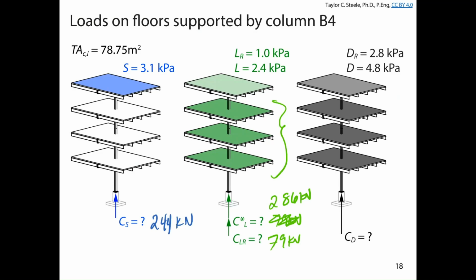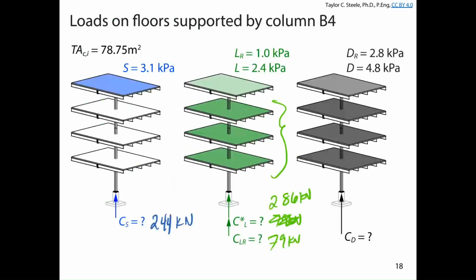So all we need to do here is consider which floors are carrying which dead loads. So I might write this out as the dead load on the column at the base is going to be equal to the 2.8 kPa worth of dead load over the roof, which has 78.75 meters squared of tributary area, plus the 4.8 kPa over 3 floor areas of 78.75 meters squared.